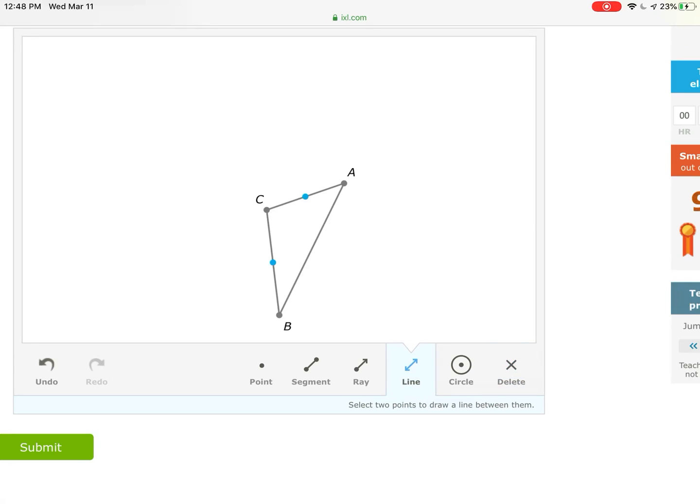So the median on CB is going to be a line segment that goes from A to that midpoint, and the median from B is going to go from B to that midpoint on the other side. So that spot where those two lines intersect, that is the centroid of the triangle.